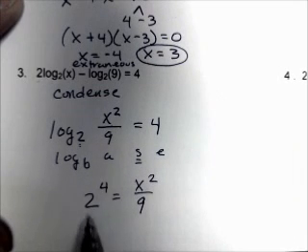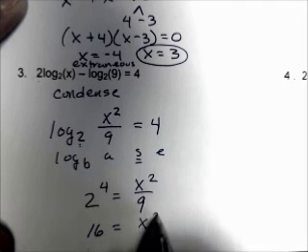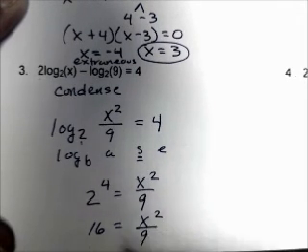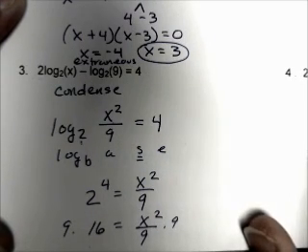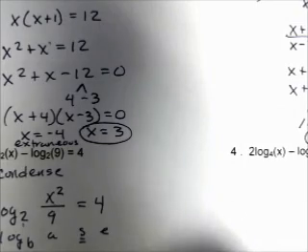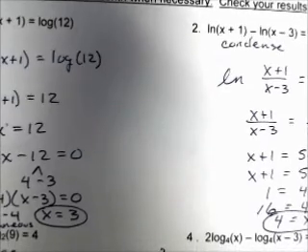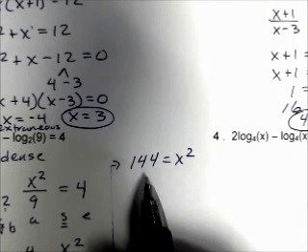All right, 2 to the 4th is 16. 16 equals x squared over 9. We want to get x squared by itself, so we multiply both sides by 9. And I have 144 is equal to x squared. Sorry about that. Can't see it. Here you go. x squared is equal to 144.